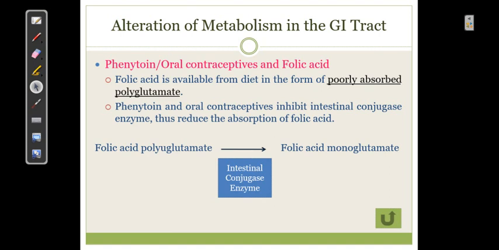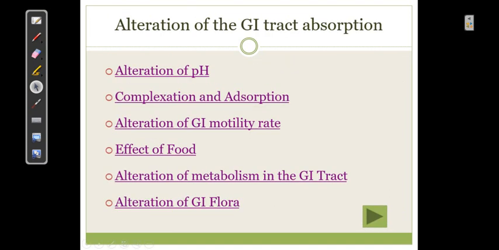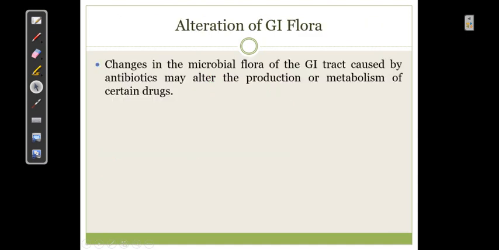Moving toward the last mechanism under the heading of alteration of GI tract absorption, which is alteration of GI flora. Changes in the microbial flora of the GI tract caused by antibiotics could alter the production or metabolism of some drugs, right? So this is very important, and we are going to check it with a clinically important example.